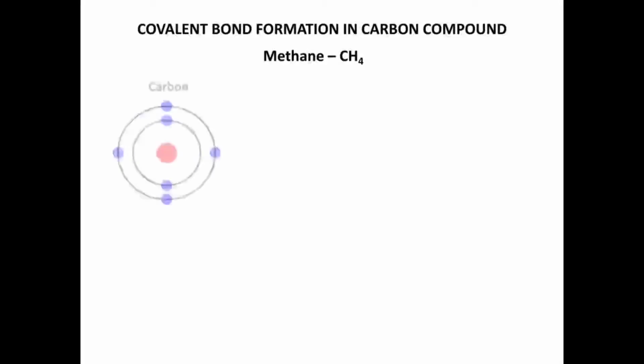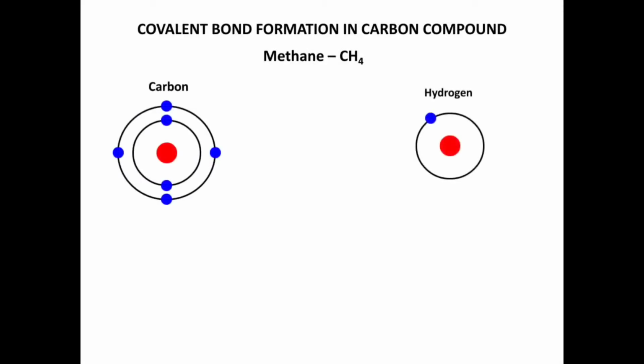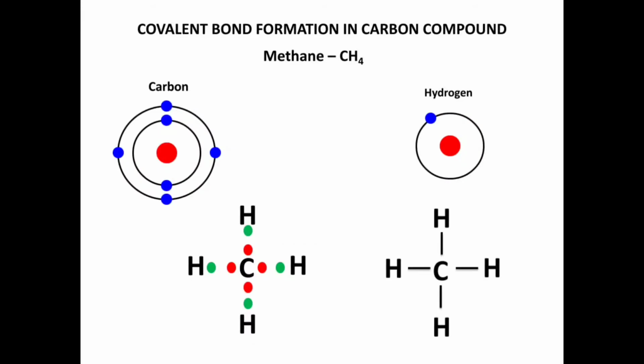So now let us see the covalent bond formation in carbon compounds. Here is an example, methane, which contains 1 carbon and 4 hydrogen atoms. So here goes the atomic orbital diagram of carbon and hydrogen. So carbon has 4 electrons in its outermost orbit and each hydrogen has 1 electron in its outermost orbit. And both carbon and hydrogen will share their outermost electrons in order to form a single covalent bond.